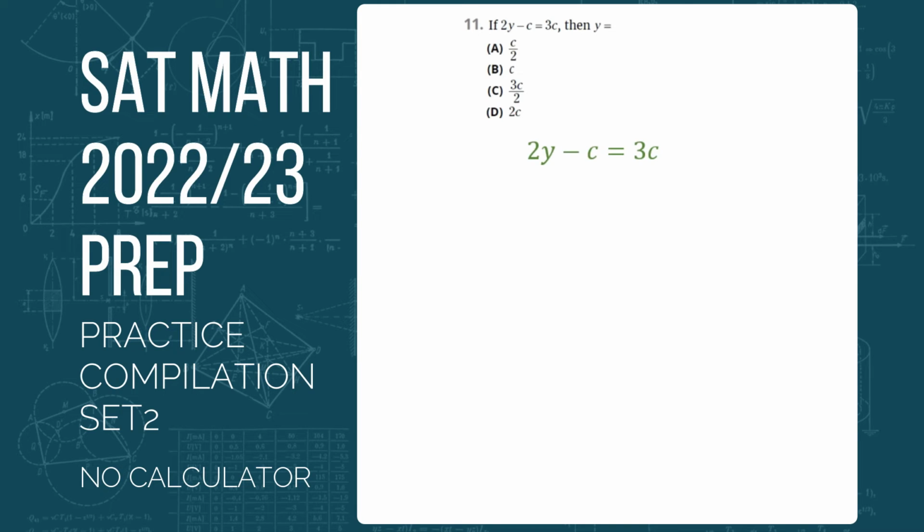If 2y minus c is equal to 3c, then y is equal to a, b, c, or d. You just have to solve for y. 2y minus c is equal to 3c. Very simple. 2y will be equal to 3c plus c. So 2y will be equal to 4c, divided by 2, and we get y is equal to 2c, which is choice D.